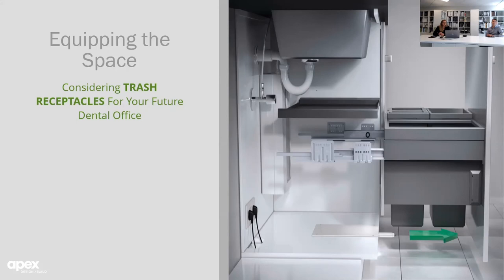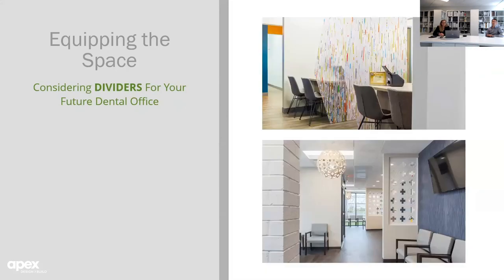Then dividers we touched on a few times. They can happen throughout the space, between check-in and check-out stations, in the waiting area. So those are other ways to equip a new space and really plan that from the get-go when you're planning out your new office. Beyond equipping.